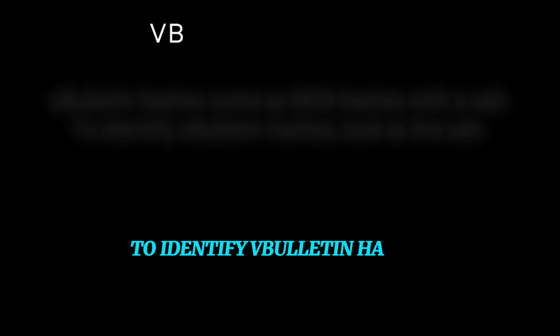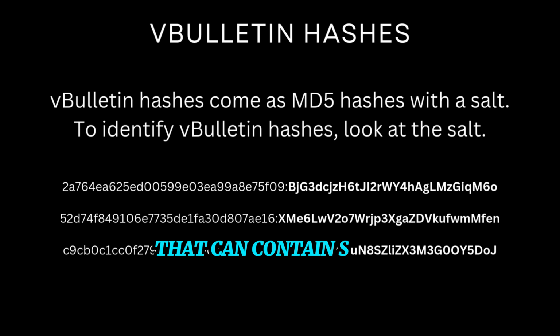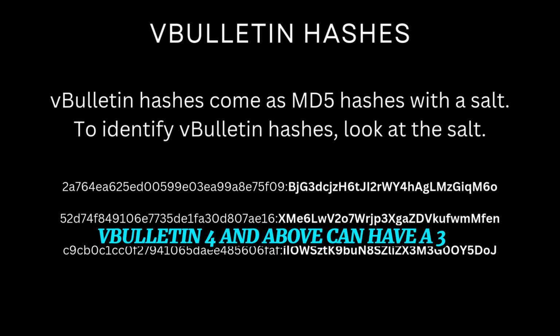To identify vBulletin hashes, look at the salt. vBulletin 3 will usually have a 3-character salt that can contain spaces. vBulletin 4 and above can have a 30-character salt.